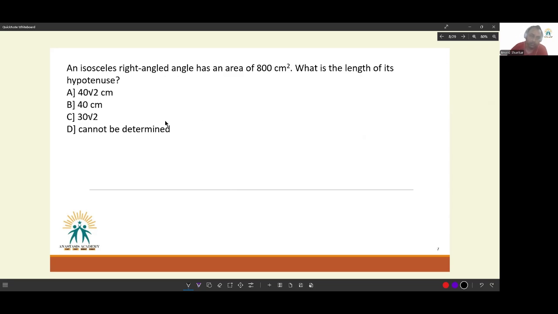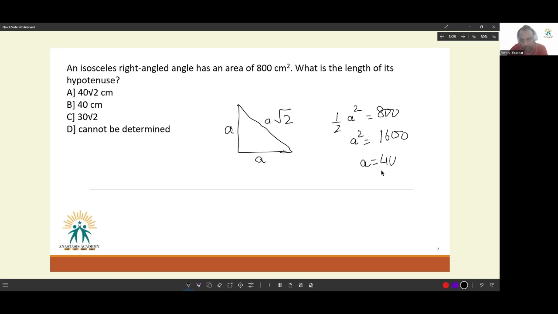Okay. This is a simple one. An isosceles right angle triangle has an area of 800 centimeters square. What is the length of its hypotenuse? Now, for an isosceles right angle triangle, the three sides are in this ratio: A, A, and A root 2. Area of this triangle is given by half A square. Half A square is told to us as 800. So A square is 1600, which means A is 40.